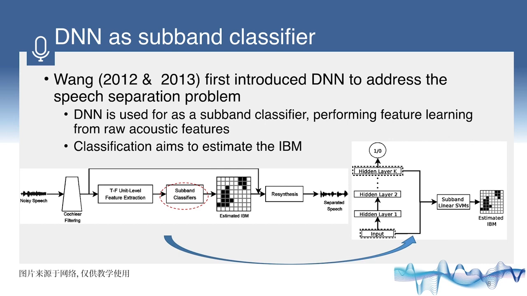In the year 2013, Wang introduced the DNN to address the speech separation problem in detail. This use of DNN for speech separation is illustrated in the figure. The input signal is passed through a 64-channel gammatone filter bank to derive subband signals, from which acoustic features are extracted within each TF unit.